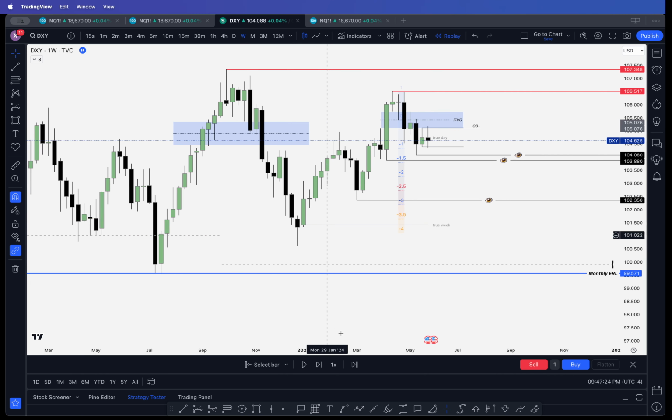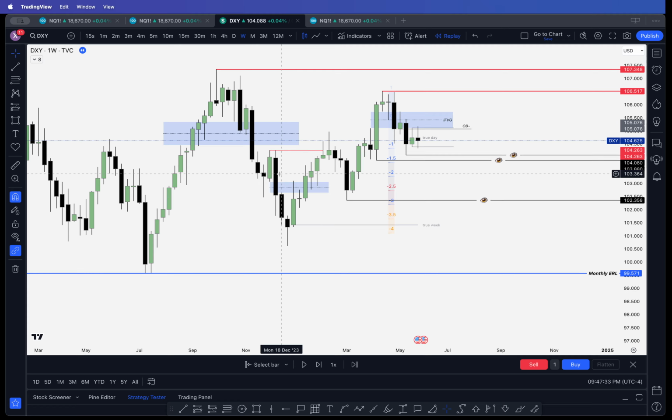Same story is told here. As the market fails to offer fair value and continues lower, it will now seek premium liquidity above the market price. Right? Seek premium liquidity above the market price.